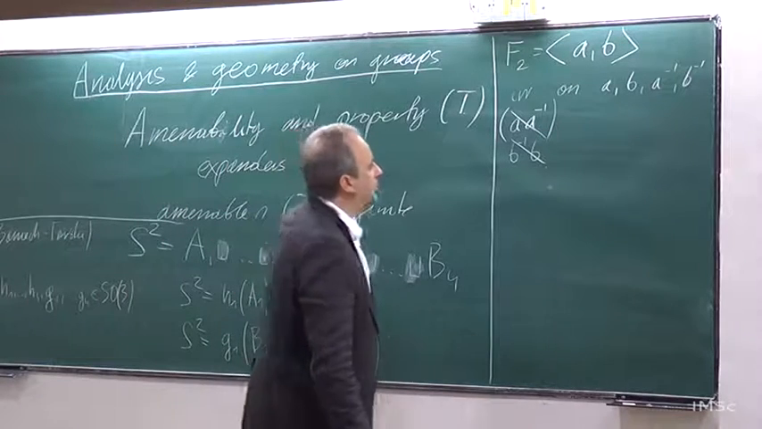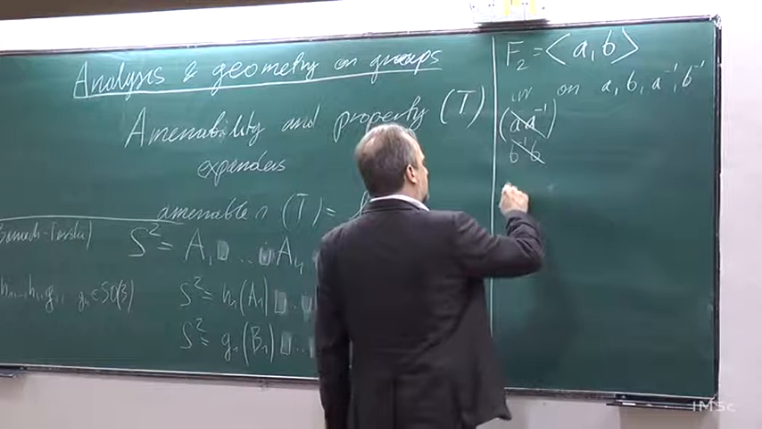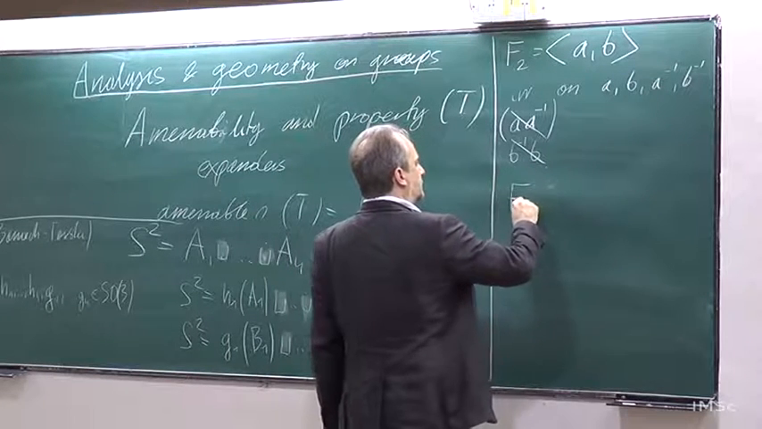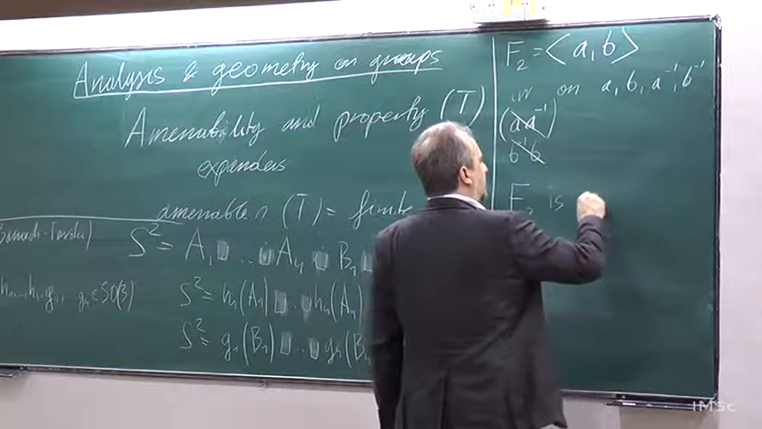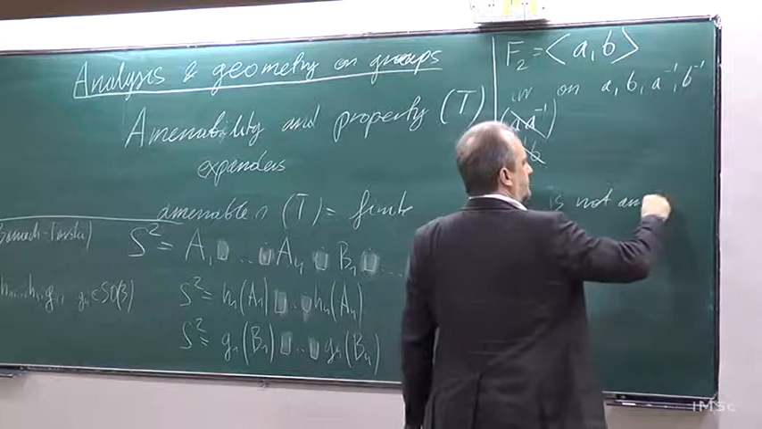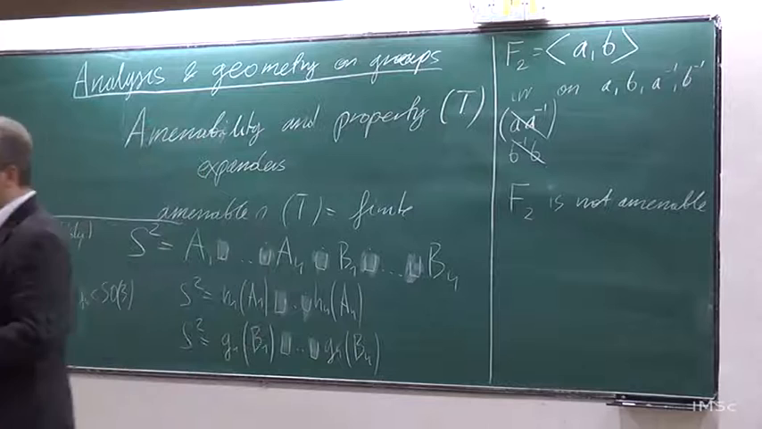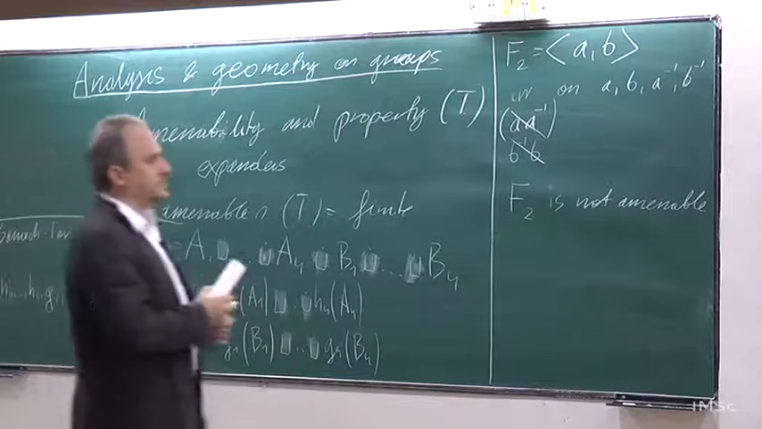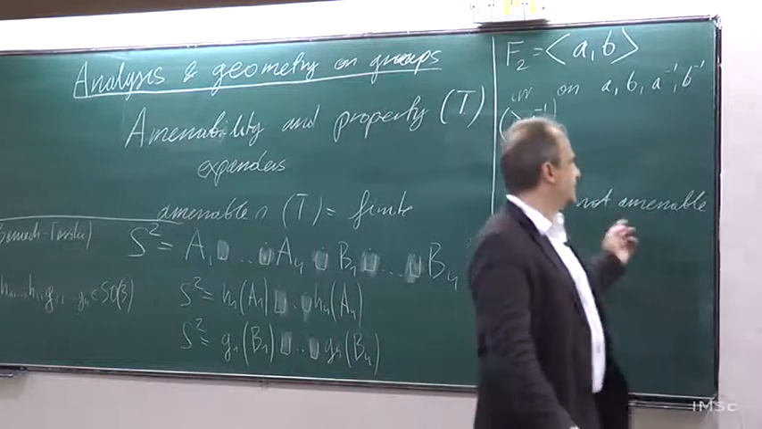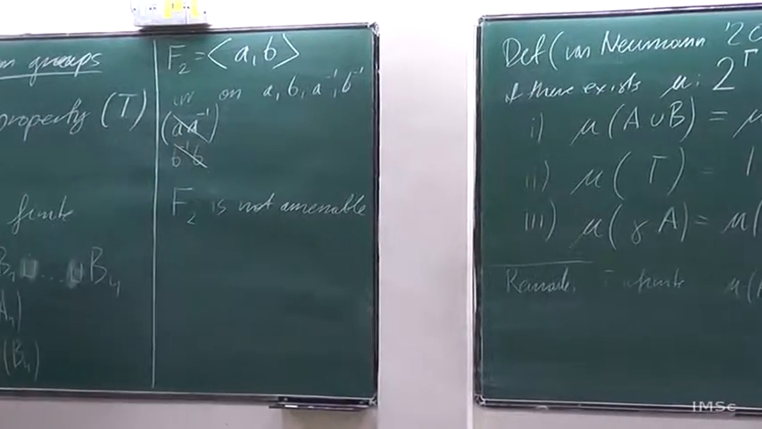Okay, so let us see that the group F2 is not amenable. That on F2 there is no finitely additive measure defined on all subsets which is invariant under translations.